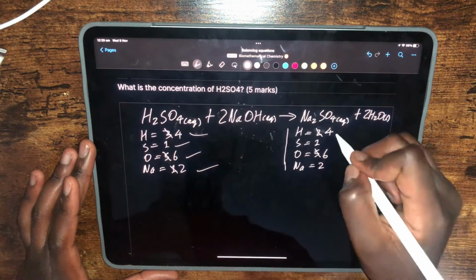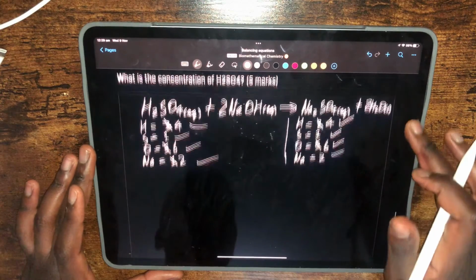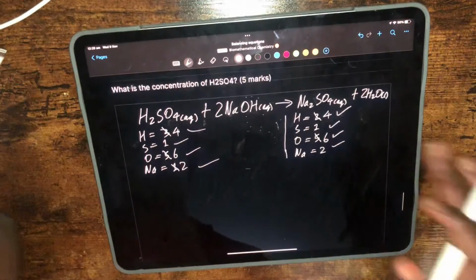Four, 1, 6, 2. 4, 1, 6, 2. Right. I know I'm going really slow, but I'm trying to explain to you guys. If you want to just skip to the end, go to the end.